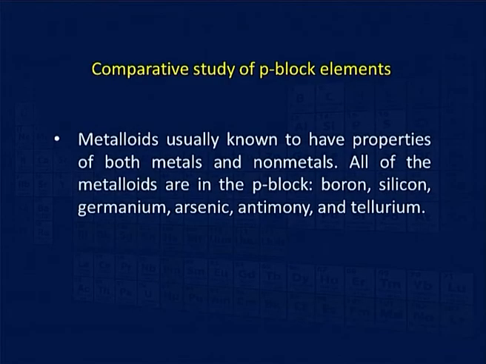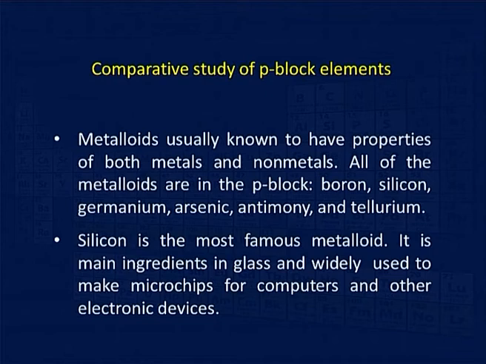Metalloids are usually known to have properties of both metals and non-metals. All of the metalloids are in the p block: boron, silicon, germanium, arsenic, antimony and tellurium. Silicon is the most famous metalloid. It is a main ingredient in glass and widely used to make microchips for computers and other electronic devices.